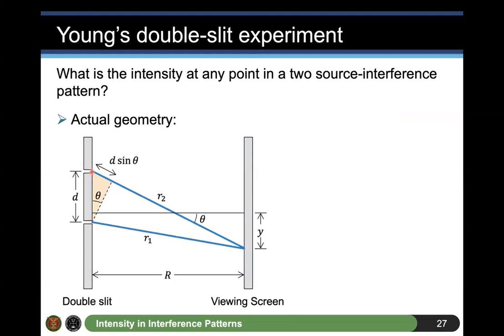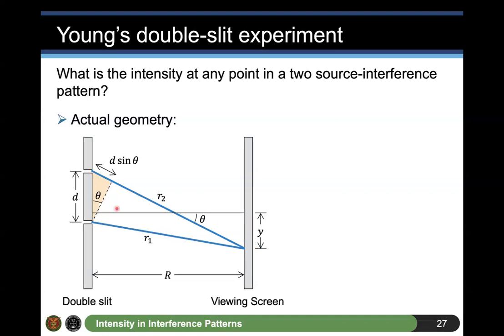Now, if we have these two waves, we use the geometric optics that we know, and draw rays. So this wave is from the first slit, and this one is from the second slit. They will produce either constructive or destructive interference, right? And let's measure the distance from the center to be y.